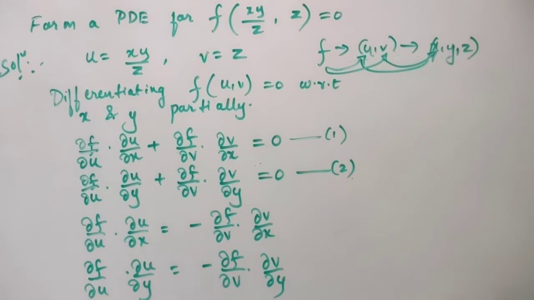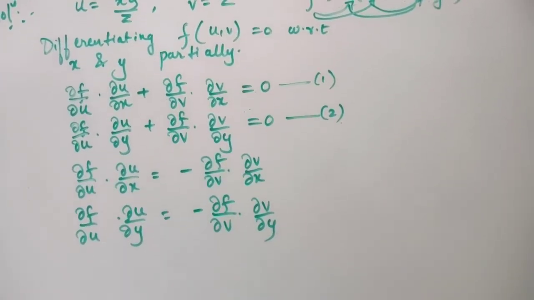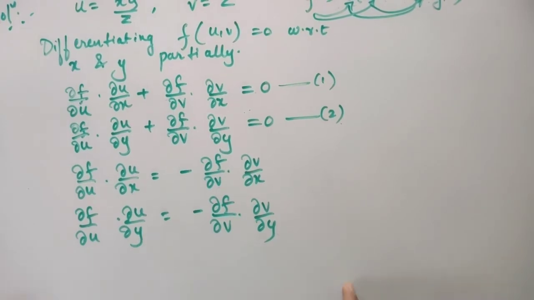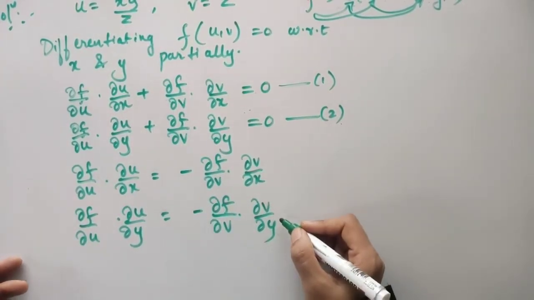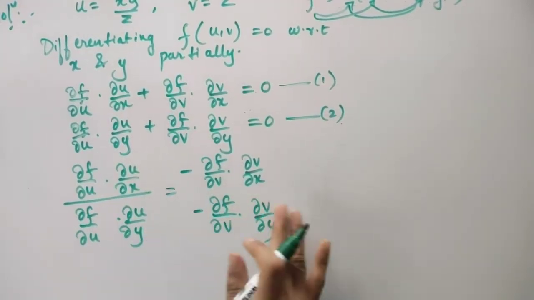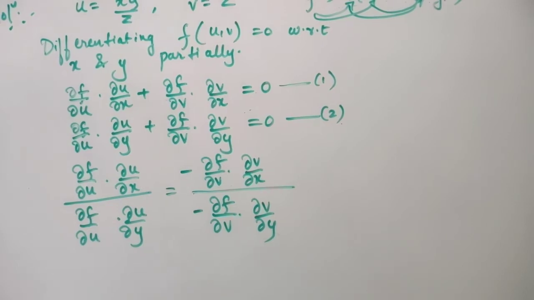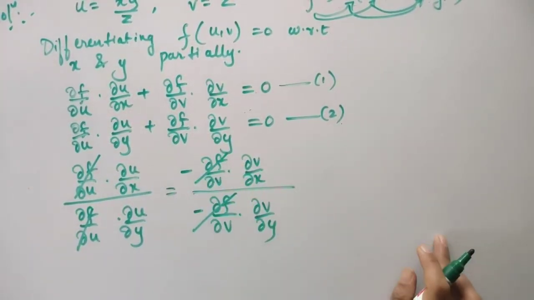Now my simple question to you, how will you eliminate f from these two equations? The simple answer is you just have to divide this equation by this equation. Let's divide it now. Division of this by this. Just see, dou f by dou u and dou f by dou v are getting cancelled.